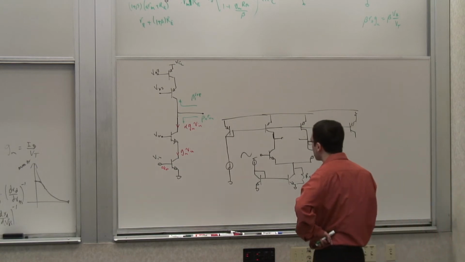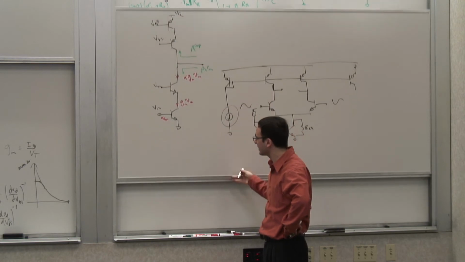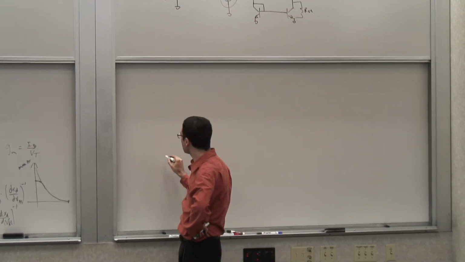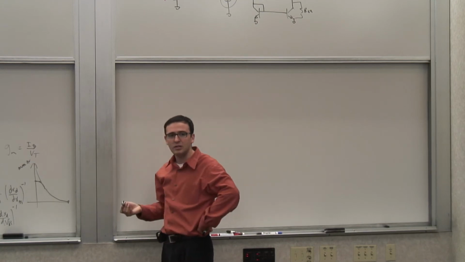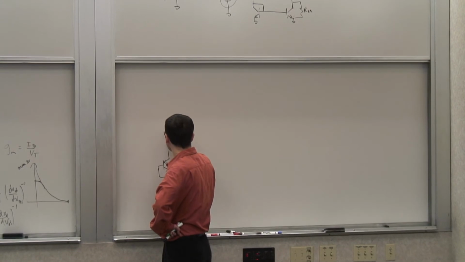Now, one of the things we talked about was how to generate these references, right? We saw that there were different kinds of cores, the temperature-independent and supply-independent core. So one of the things, for instance, we did was make a VBE core, right? A core that generated a voltage that was proportional to VBE.